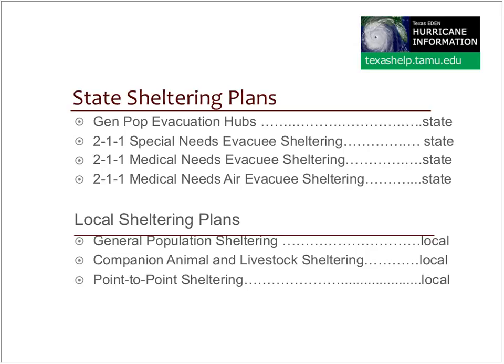There may also be some point-to-point sheltering where, for example, there is a nursing home in Galveston that has a relationship with one of our local churches here in College Station, so that when Galveston has a mandatory evacuation or an evacuation recommendation and that nursing home is evacuating, they're evacuating their residents to the church here in College Station. That is a local resource, and that's a relationship that they have developed. Some of our animal and companion animal and livestock sheltering is also designated within local plans.